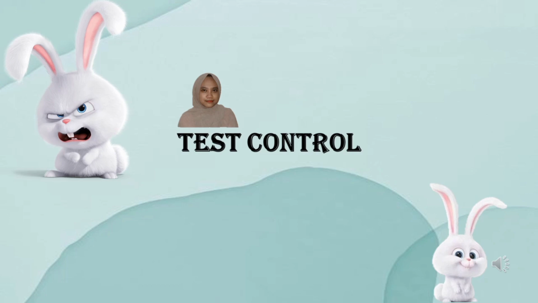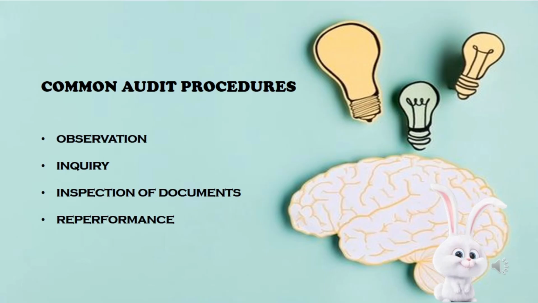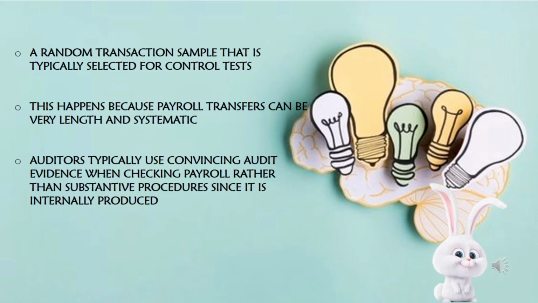I will present to you test of control. Common audit procedures: observation, inquiry, inspection of document, and reperformance. A random transaction sample is typically selected for control tests. This happens because payroll transfer can be very lengthy and systematic. Auditors typically use convincing audit evidence when checking payroll rather than substantive procedure since it is internally produced.